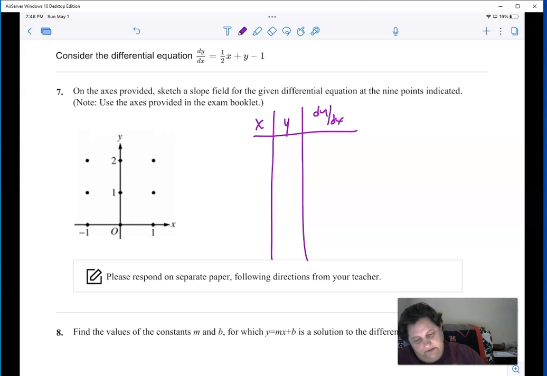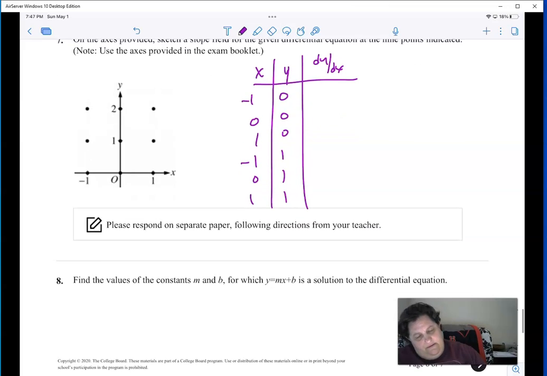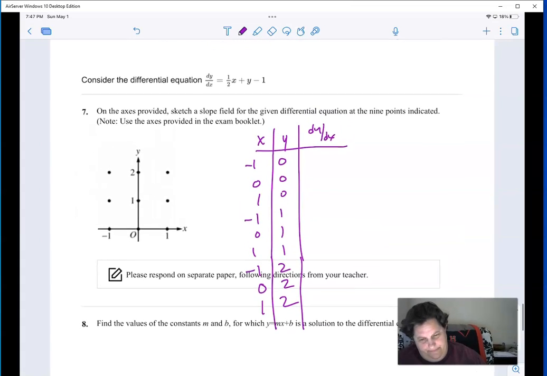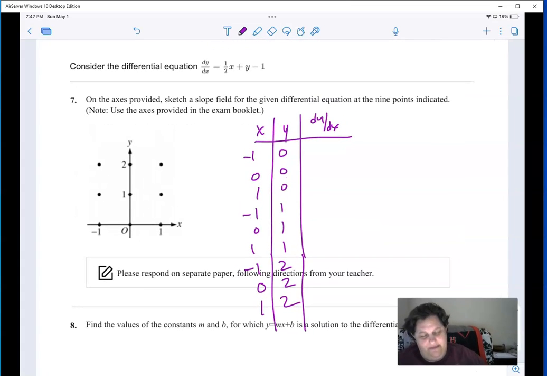Okay, let me list these points. That's the point negative 1, 0, 0, 1, negative 1, 1, 0, 1, 1. Then I'm just going to keep going through here. Negative 1, 2. All right. Yeah, I'm halving all the x's plus y minus 1. That's good.